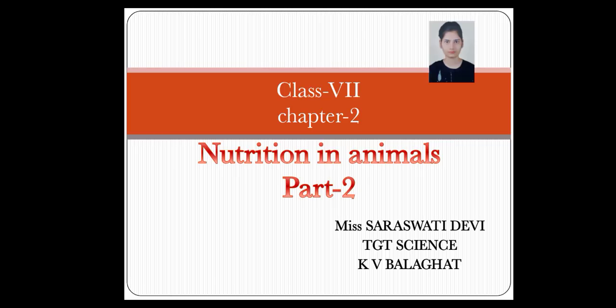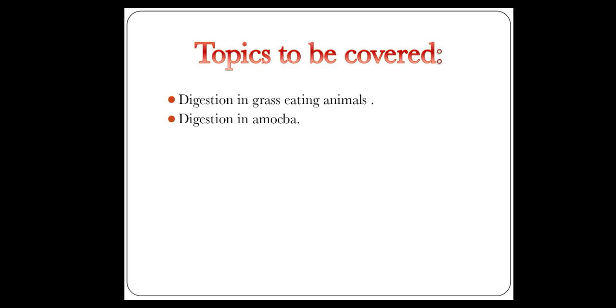Today we'll continue our chapter 2, Nutrition in Animals. The topics we will be covering today are digestion in grass-eating animals and digestion in amoeba.